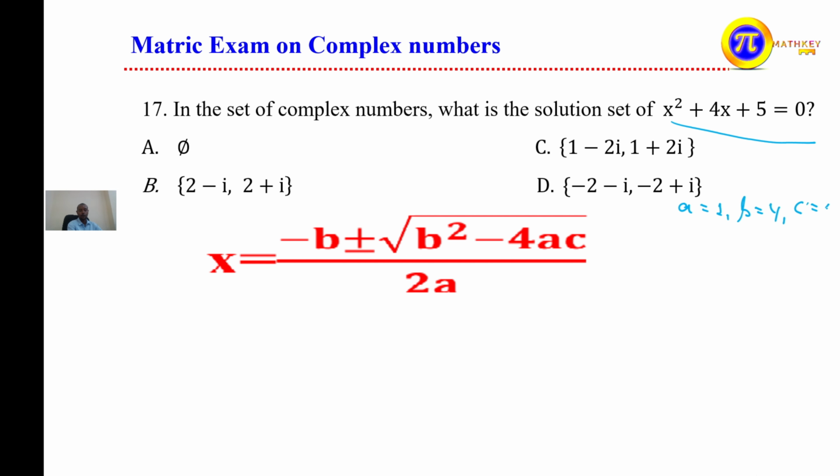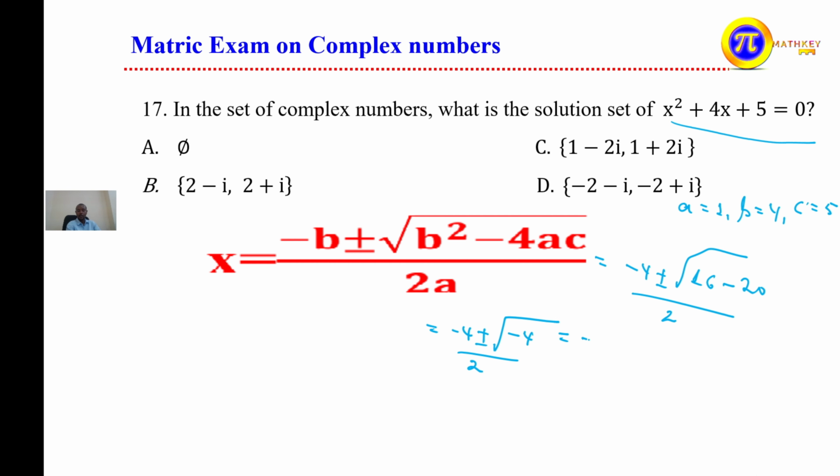We substitute these values, which is equal to negative 4 plus or minus the square root of b squared, that is 16, minus 4ac, 4 times 5, that is 20, divided by 2. This is negative 4 plus or minus the square root of 16 minus 20, that is negative 4, divided by 2. The square root of negative 4 means 2I.